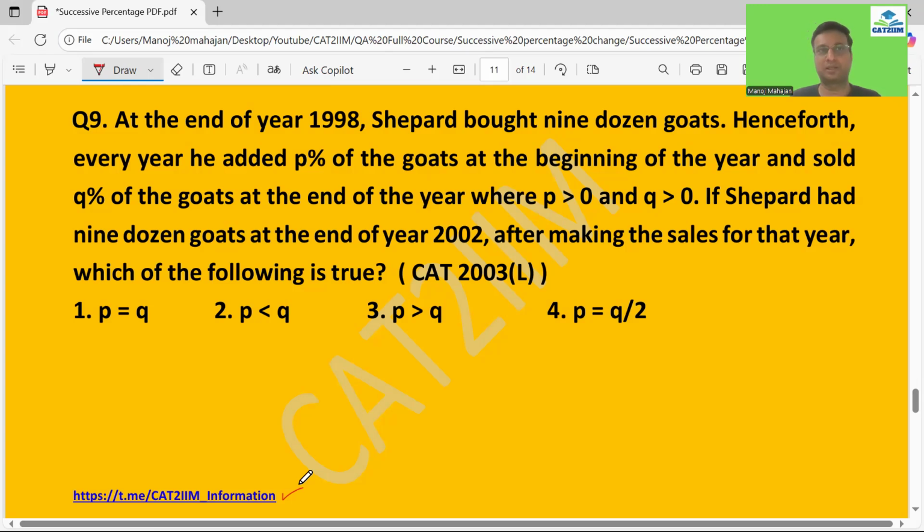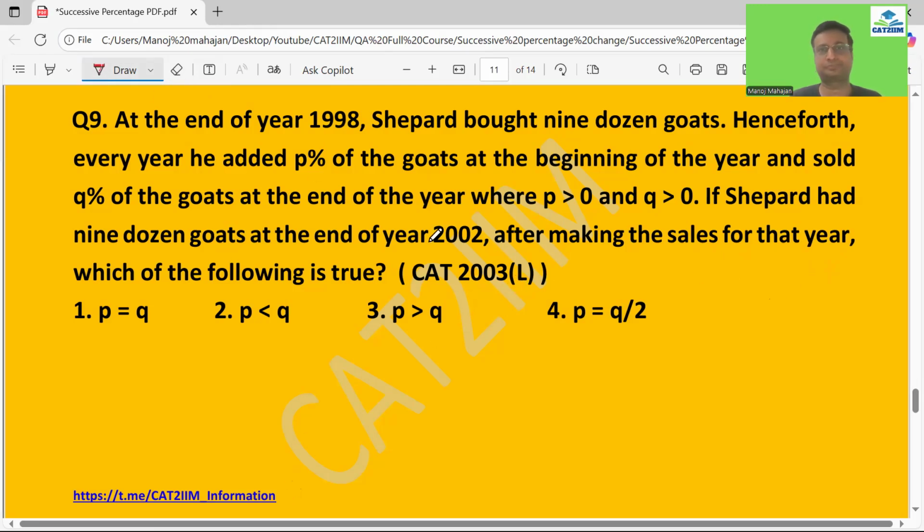Now let's look at a question which appeared in CAT 2003. The L here means this question was part of the leaked CAT paper. So yes, you heard it right. In CAT 2003, the paper got leaked, so the paper was conducted again. Wherever you find the R letter in the bracket, that's a retest question. Now let's look at what the problem is and how we're going to make it easy.